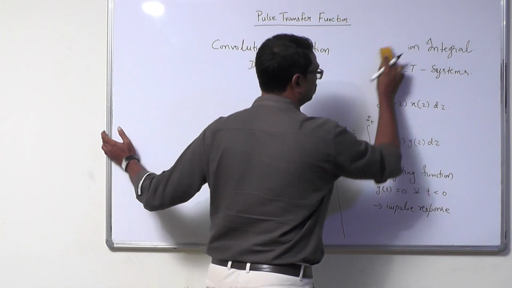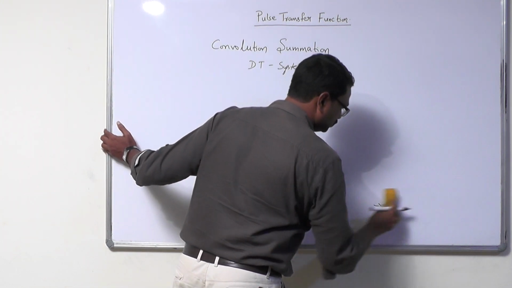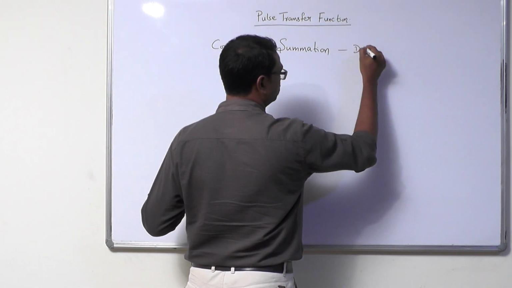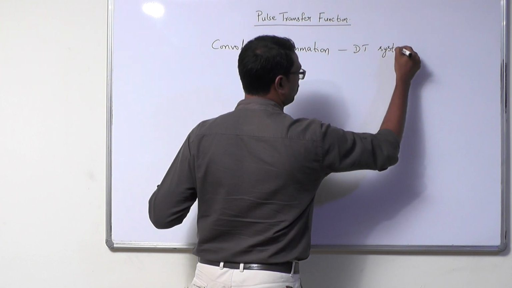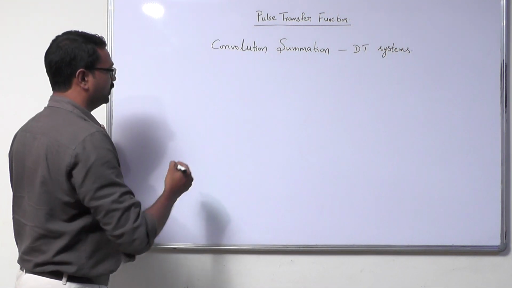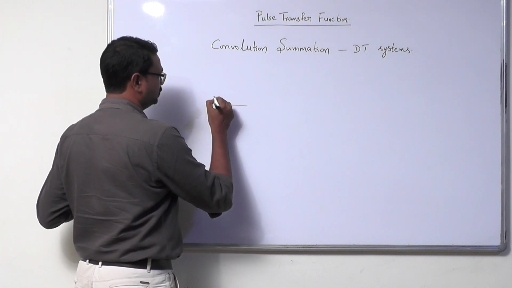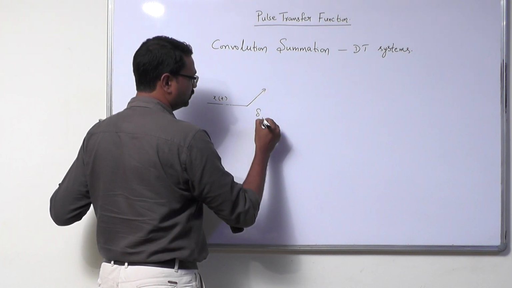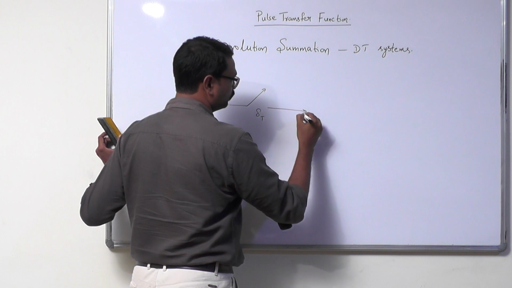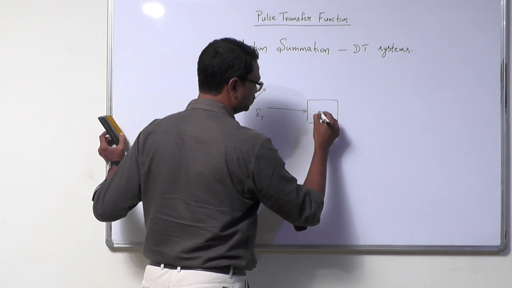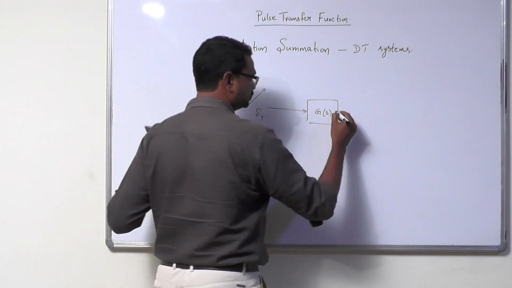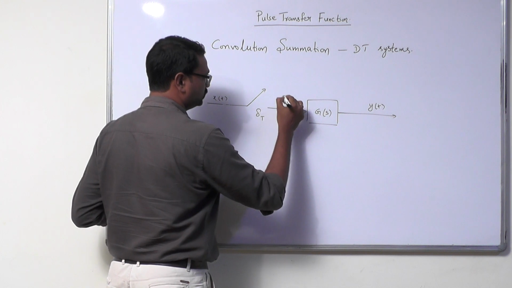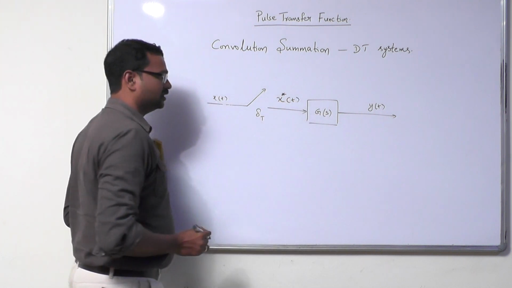So we will see for discrete time systems what is convolution summation. Convolution summation is used for discrete time systems. Now let us say we are having a system, a signal x of t is applied and a sampler delta T, and a function g of s is given here, and I am getting an output y of t, and so this function will be x star of t.